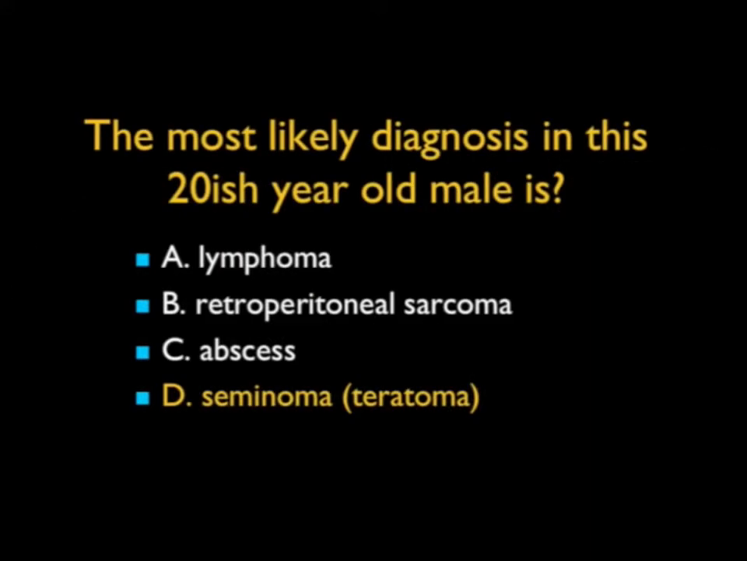This patient did have, upon further investigation, a mass in the left testes, which was a seminoma with teratoma features. So in a younger patient, particularly a male, you see a large cystic mass, paraaortic, you better be thinking about seminoma or some sort of germ cell tumor. Just a very nice example.